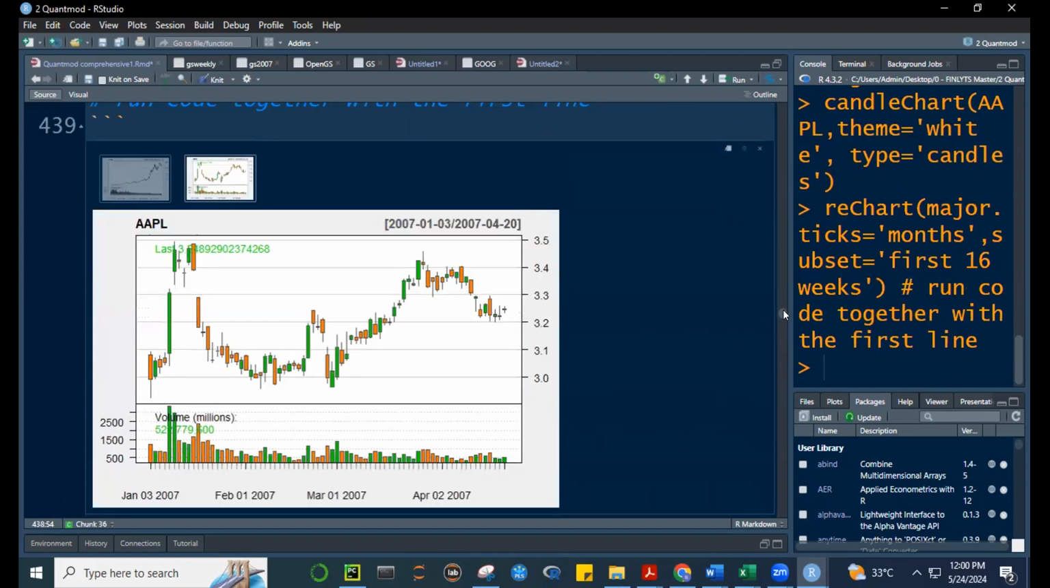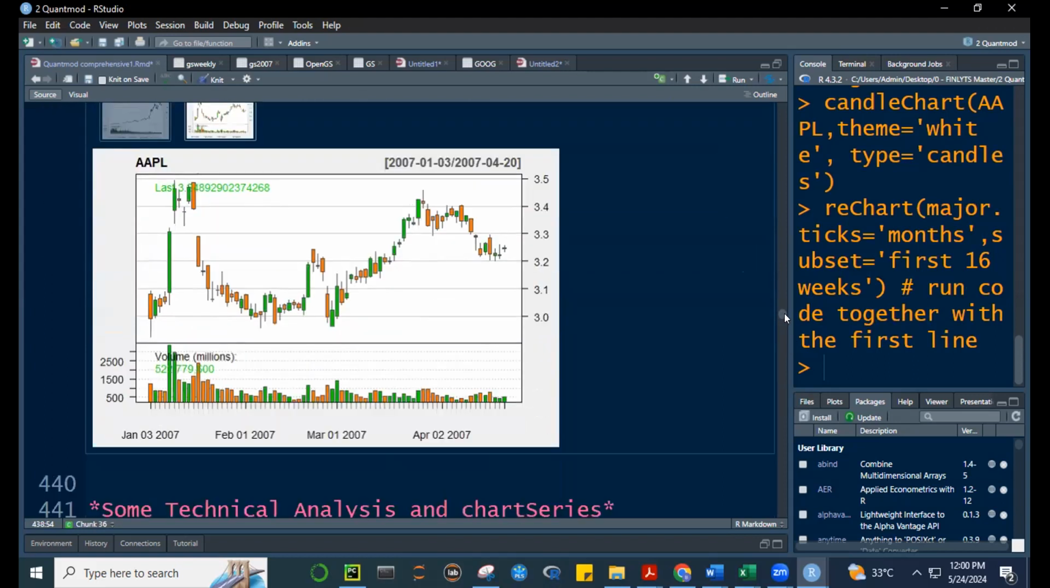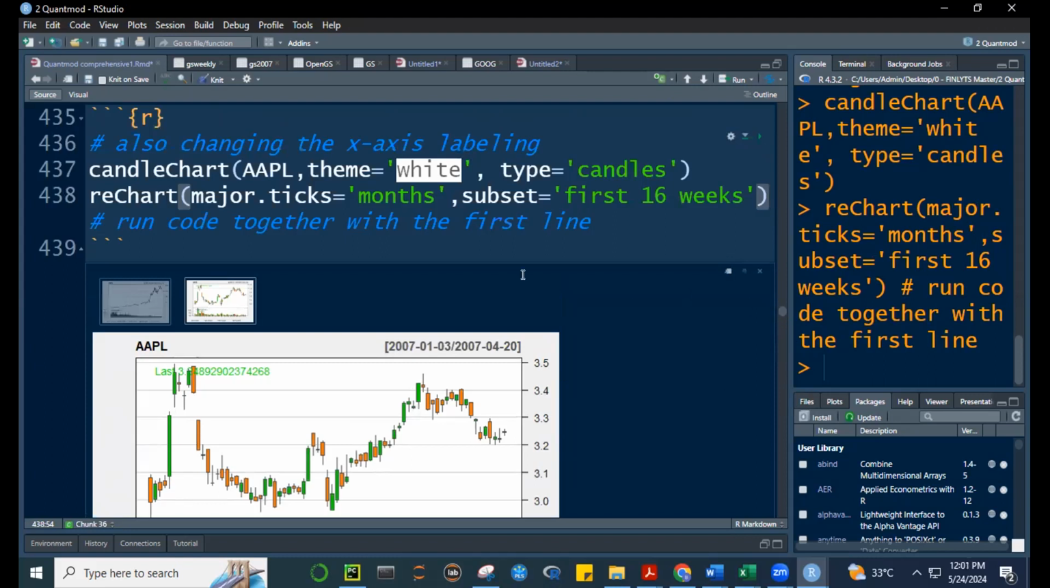okay. So we can see here the adjustments. The first 16 weeks, that's from January up to April. Okay, so we plotted these two together. And the major ticks is equal to per month. So you can see here January, February, March, and April. Okay, those are the major markers in your plot. You do that by identifying the major ticks.